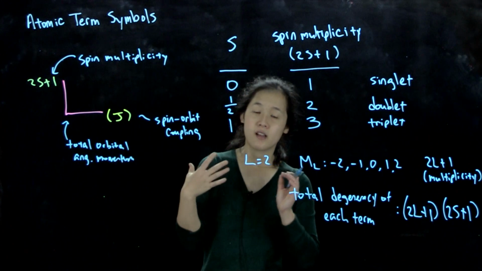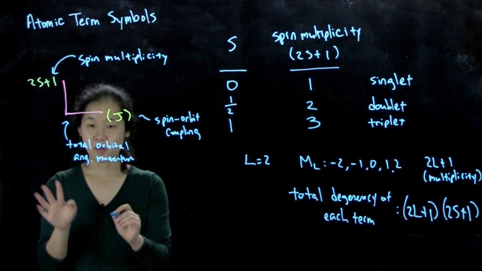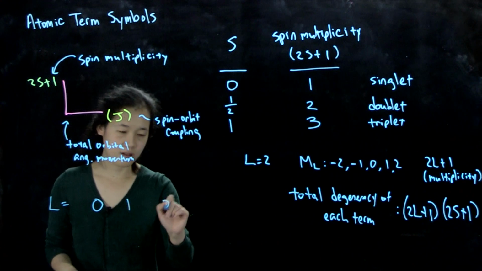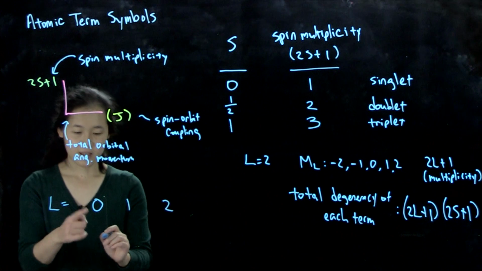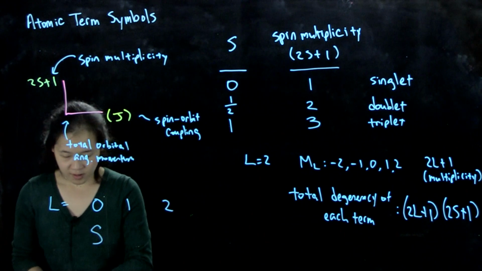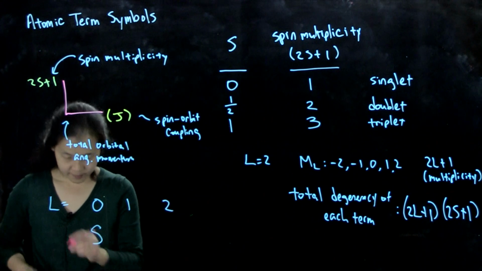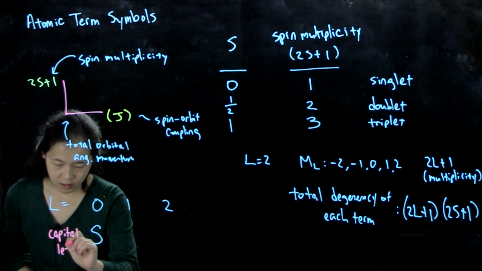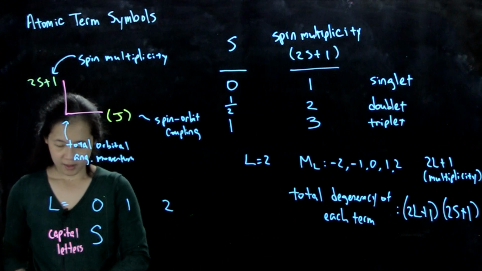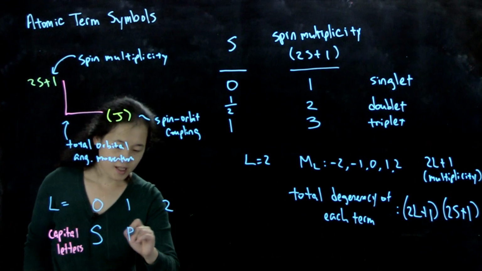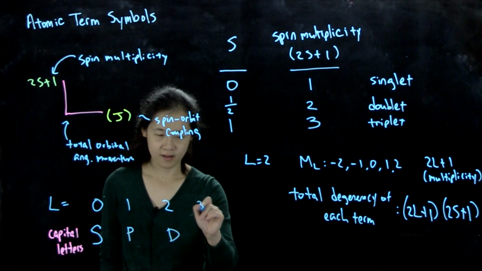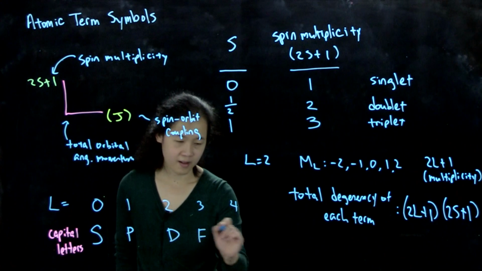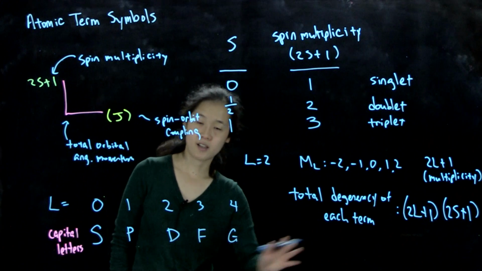Oh, and lastly, sorry, I forgot: even though L is a number, we often represent L as a letter. And this is just like orbitals. So if L equals 0, 1, 2, then we actually write this as big S, P, D, F, G, H, and so on. So keep in mind these are capital letters.